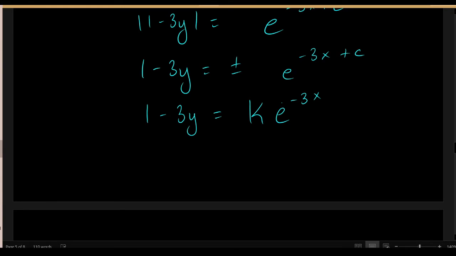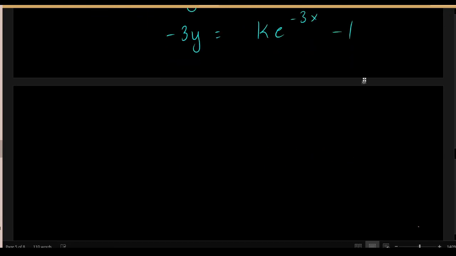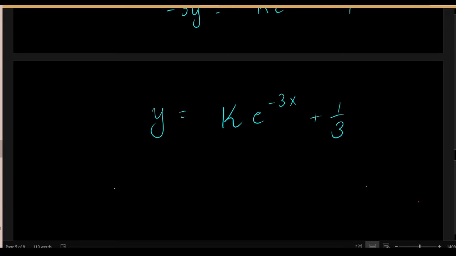Continuing to work on isolating y, let's do a little bit of rearranging. Negative 3y is equal to k e to the negative 3x minus 1. And so now let's divide everything by negative 3. We get y equals k divided by negative 3 e to the negative 3x plus 1/3. But k divided by negative 3 is still just an arbitrary unknown constant, so we can refresh this and turn this into a new k. So this would be the general format of the solutions to the ODE.